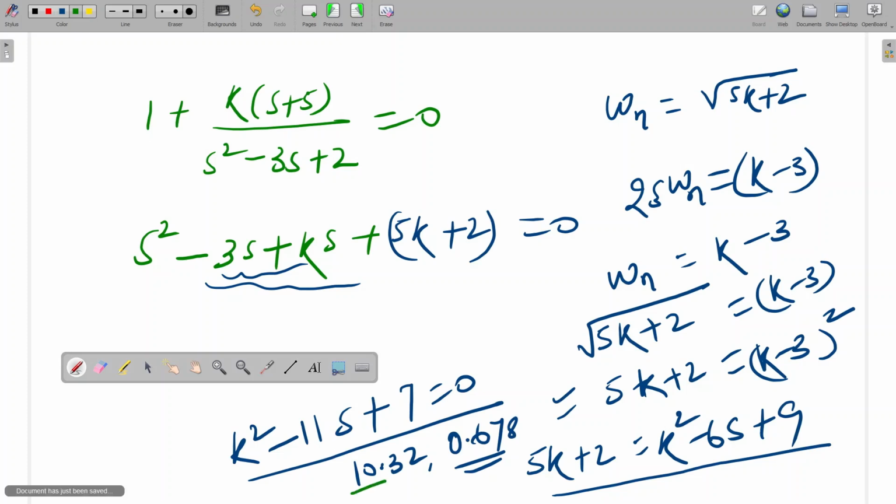Out of this only one will be correct. Which should be the correct value and why? Can anyone tell? 0.678 is the correct value, sir. How? It falls under the root locus, and 10.32 is out of the root locus. No, no, that is the k value, not the zeta value. K value. Okay, sir. Okay.